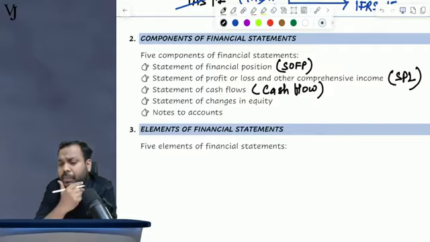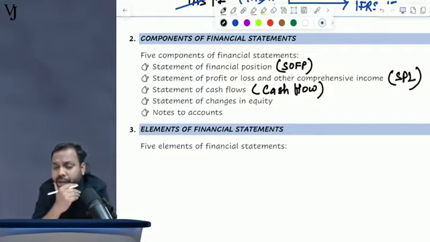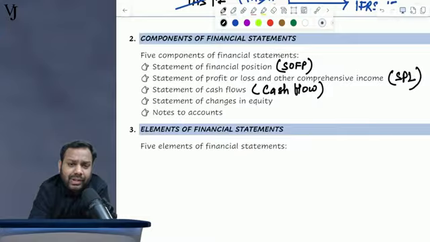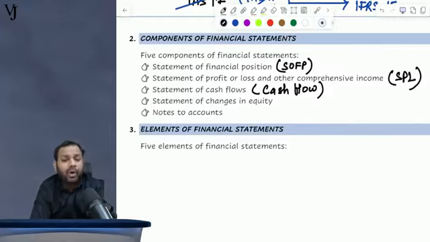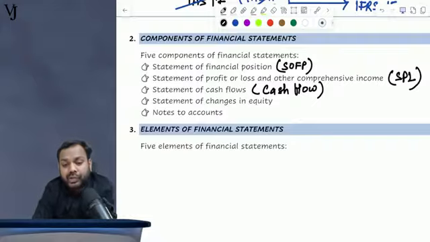Then comes statement of changes in equity. Can any one of you tell me what you understand by the term statement of changes in equity? What do you understand by the term statement of changes in equity? Can you please tell me, guys? Come on.